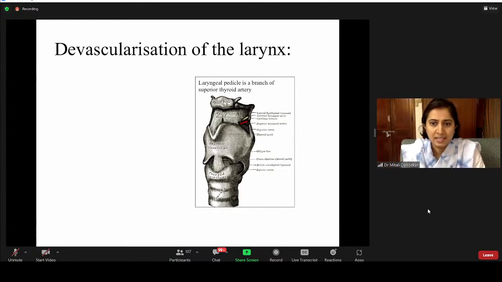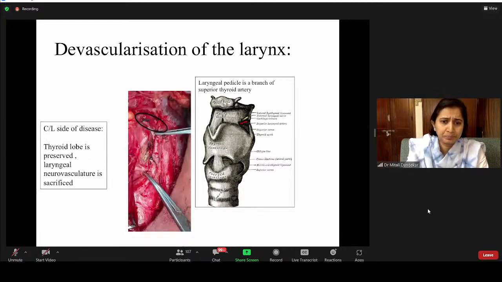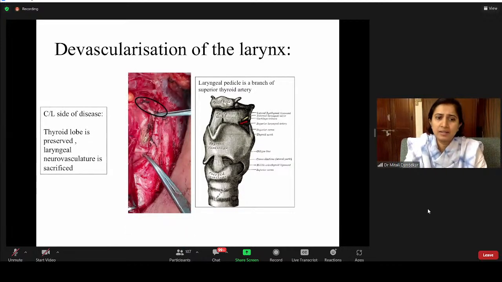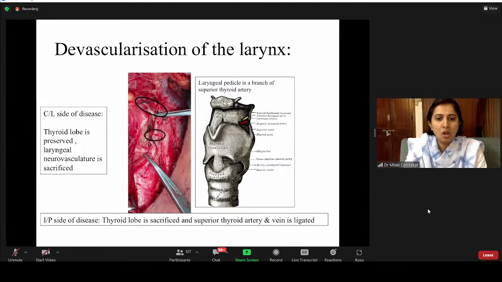Devascularization of the larynx. Now, this laryngeal pedicle is a branch of the superior thyroid artery. It traverses along with the internal laryngeal nerve and pierces the thyrohyoid membrane. On the contralateral side of the disease, as we discussed in the previous slide, the thyroid lobe is preserved and the laryngeal neurovasculature is sacrificed, as is shown in the encircled area. While on the ipsilateral side of the disease, because the thyroid lobe is sacrificed, the superior thyroid artery and the vein are ligated.